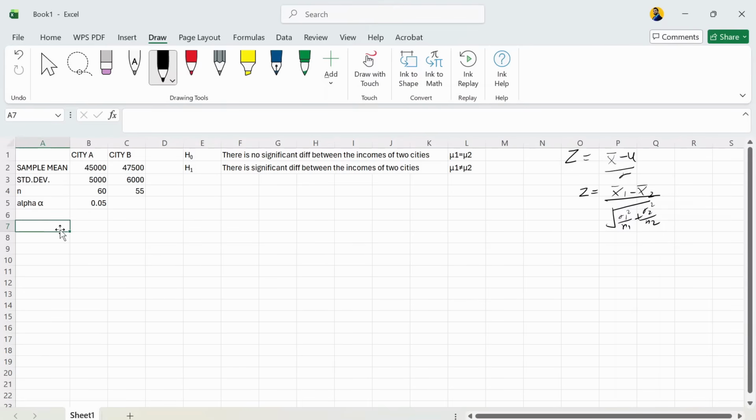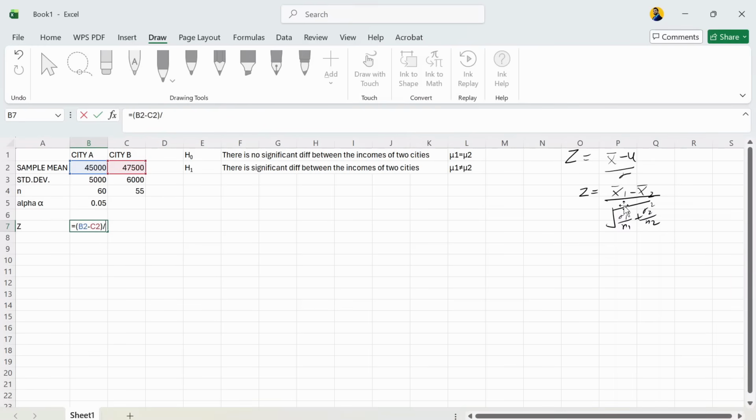So first I will write down Z, and then to find the value I will use equal, then bracket start. First we will write the numerator term, which is mean 1 minus mean 2. Here mean 1 is city A, mean 2 is city B. So I will simply click city A mean minus city B mean. Bracket close. For division, I will use slash.